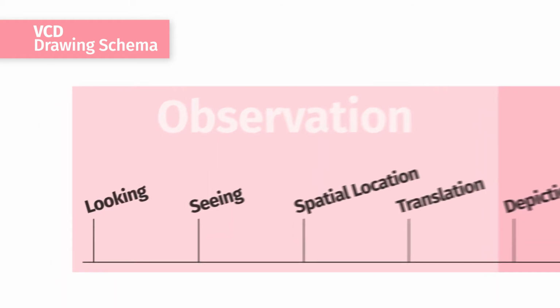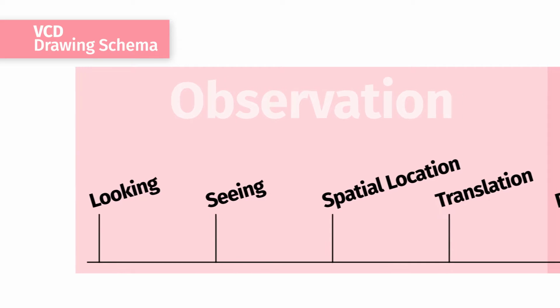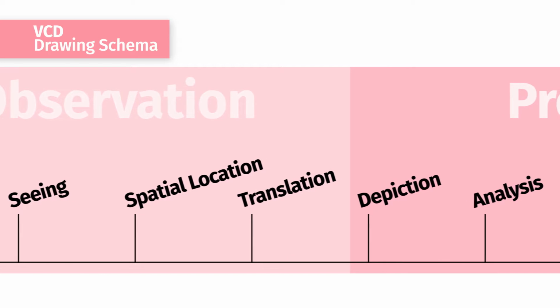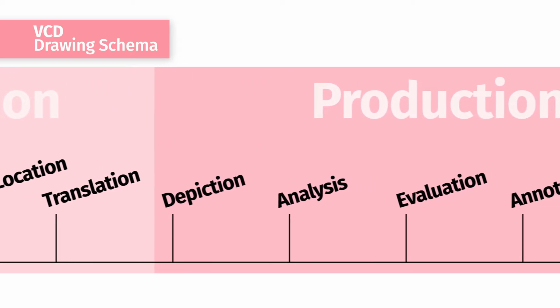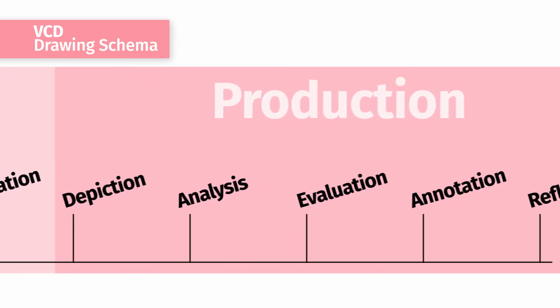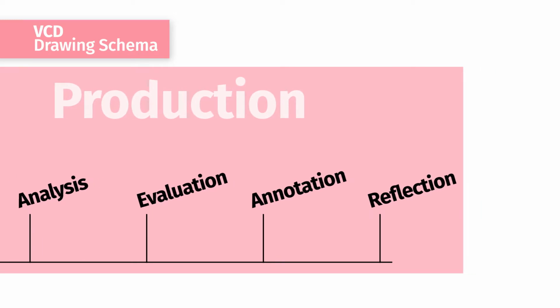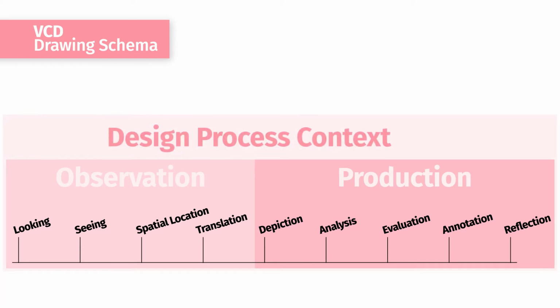So first, looking at the observation half, these are the stages which this model is comprised of. We have looking, then seeing, a step which I've called spatial location, and then translation. And then we move into the production side of things with depiction, analysis, evaluation, annotation, and finally reflection. Now each of these steps are kind of governed by the overall design process context that this task is sitting within.